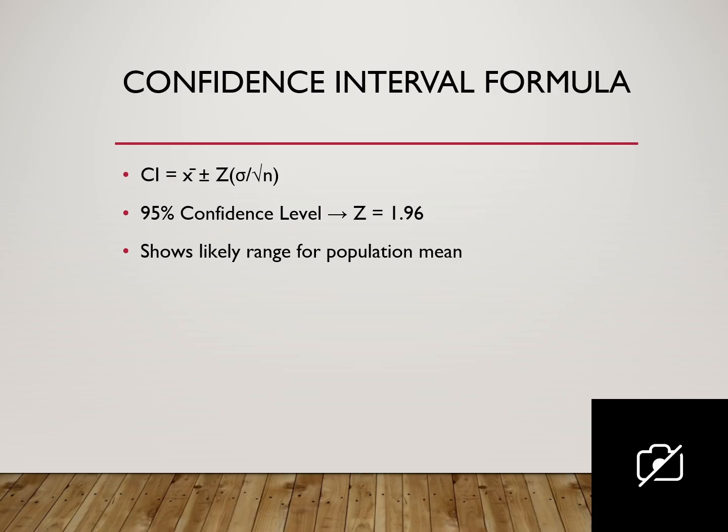Confidence level. An important concept in estimation is the confidence level. Confidence level gives a likely range for the true population parameter. The confidence interval equals x bar plus or minus z multiplied by sigma divided by square root of n, where x bar is the sample mean, z is the confidence coefficient, sigma is the population standard deviation, and n is the sample size. For a 95% confidence level, the z value is 1.96. This means we are reasonably confident that the true population mean lies within the calculated interval.